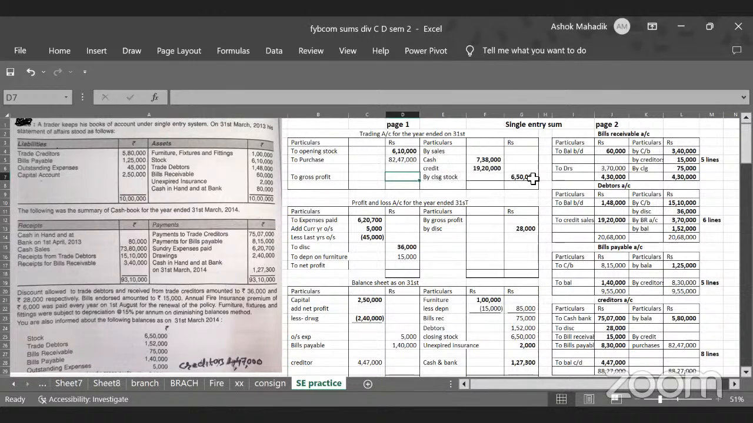Let us start with the trading account. I'll take total sales in the outer column first. So my total sales is 26,58,000. Okay. And I'll add the closing stock. I'll get the total of my trading account.